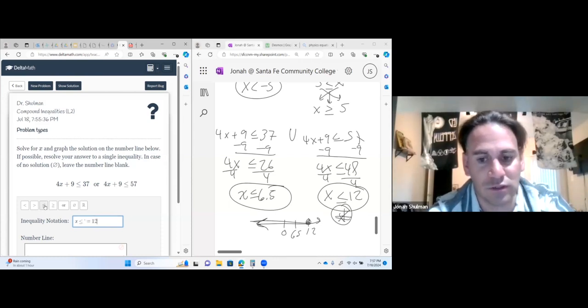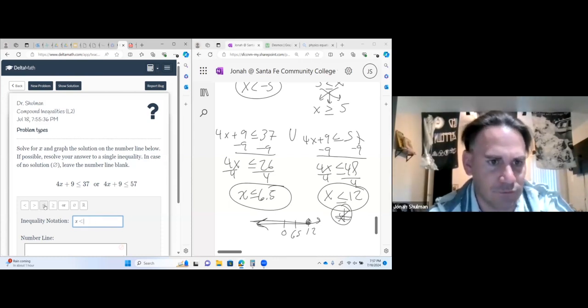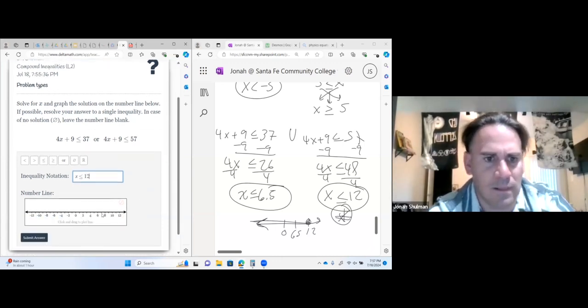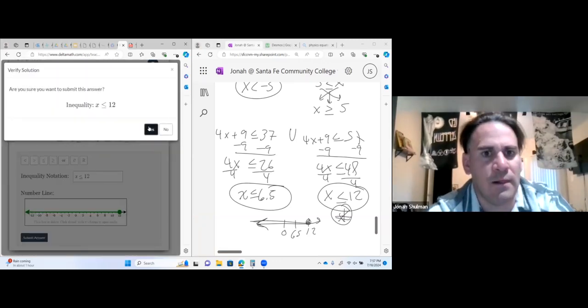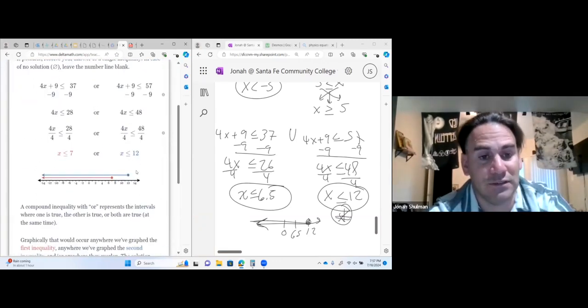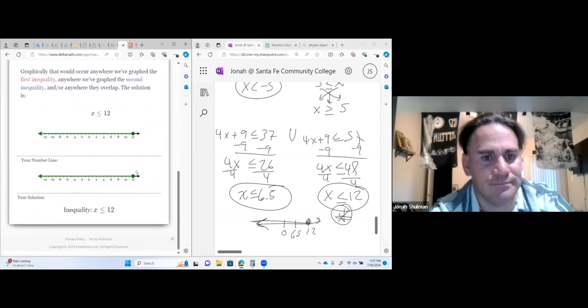Really try these. These are the tough ones. These compound ones are tough. So it's just 12, the whole thing. Really try some of these. Nice.